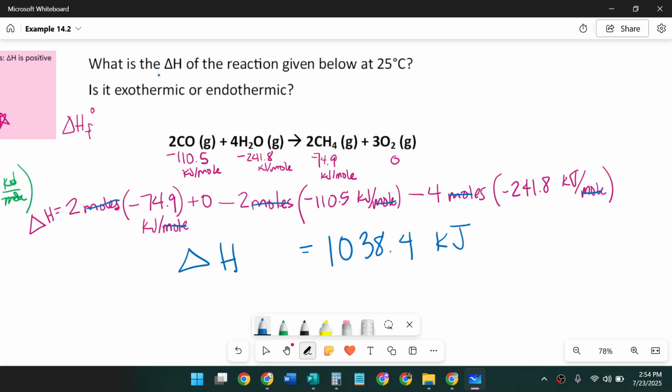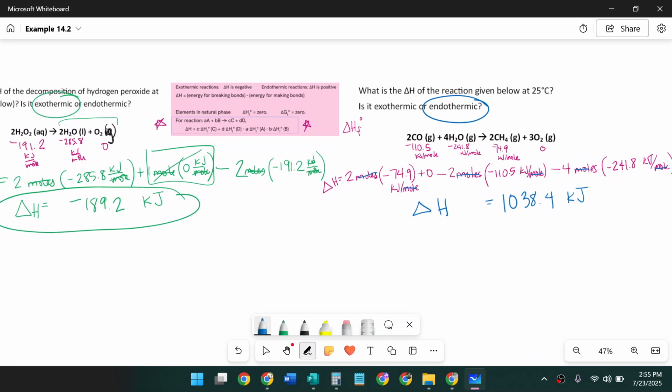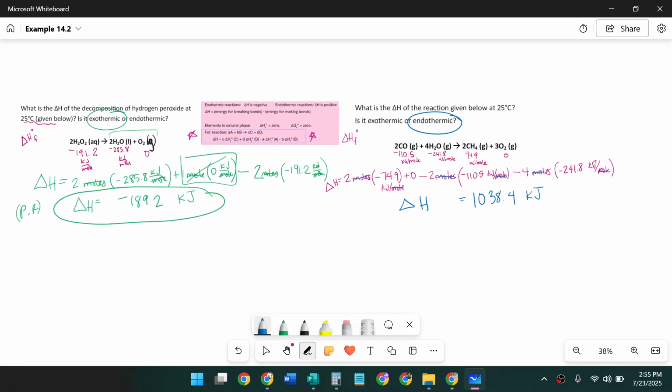Now this time it's positive. So because change in H is positive, that means it's endothermic. All right. There are both problems. I'm not sure if that's helpful because it's probably too tiny on your screen.